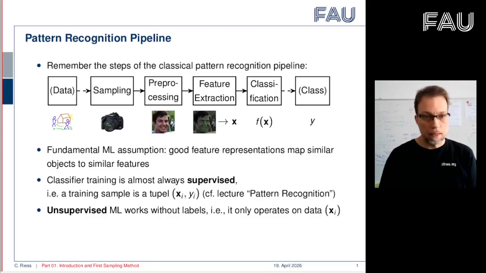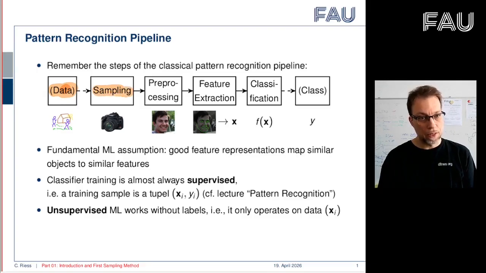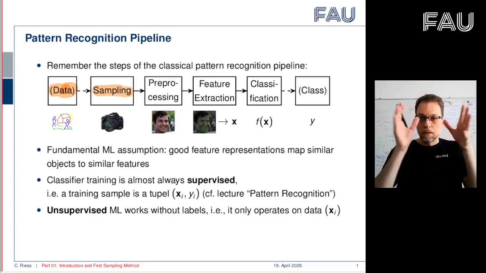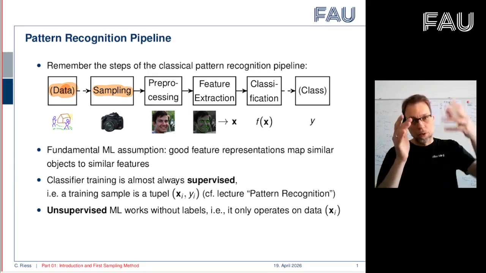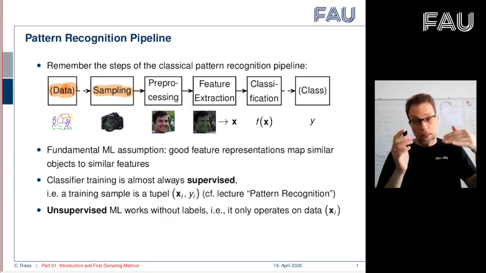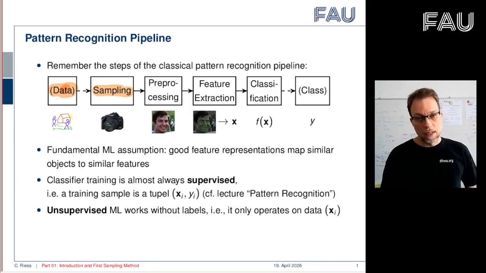So there is some data in the world, maybe a scene. You take a picture, and this is a sampling process, you can say, like where you direct the camera to, the way how it records the image in detail and so on. And then you have the digital image.